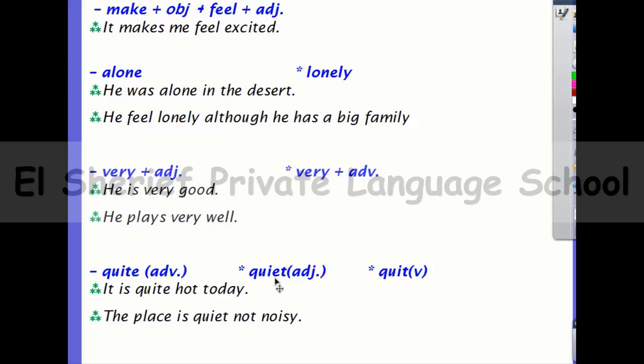Okay, now let's turn to the difference between quite that ends with te or quite that ends with et or quit. Number 1, quite with te, it's an adverb. For example, it's quite hot today. Number 2, quite that ends with et, it's an adjective. For example, the place is quite not noisy. And the last one, quit, is a verb.